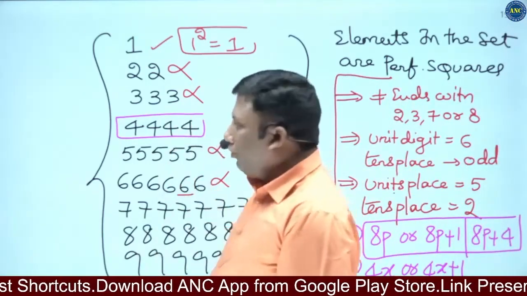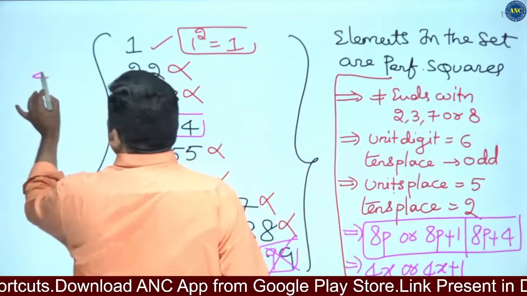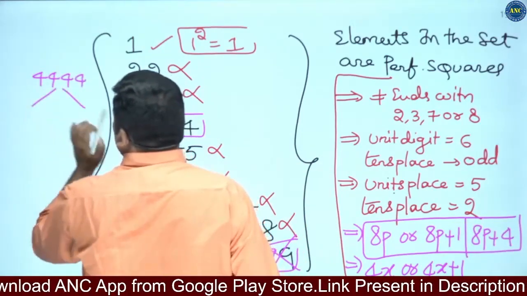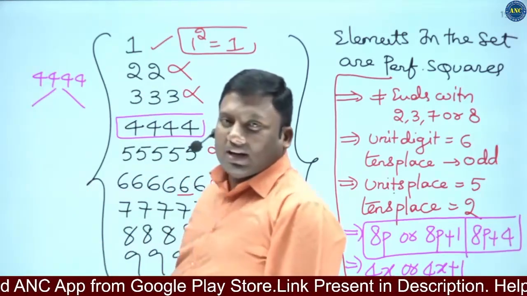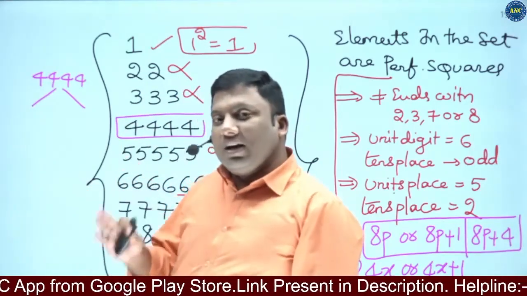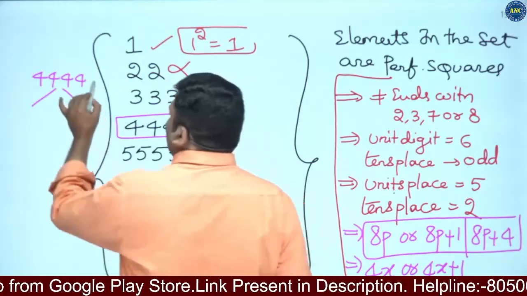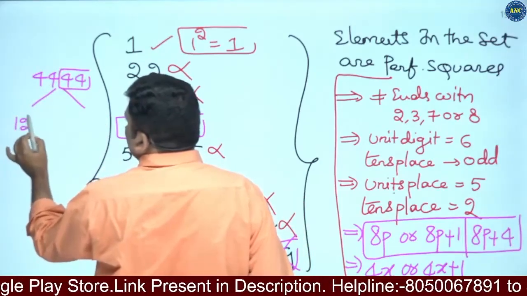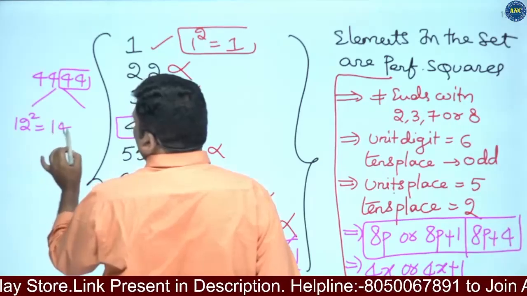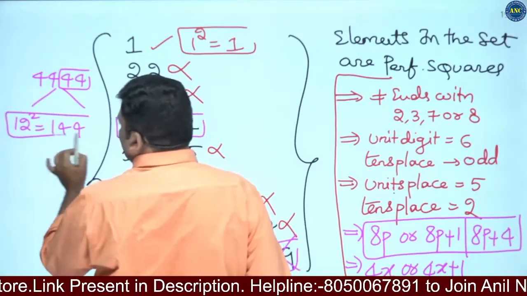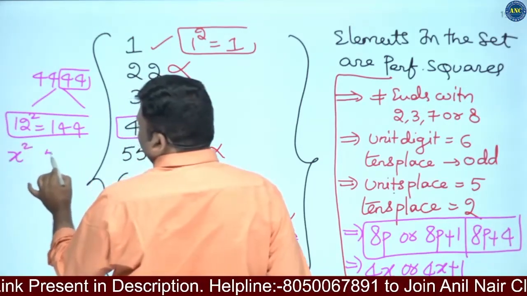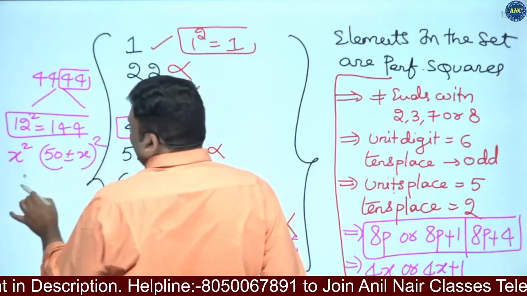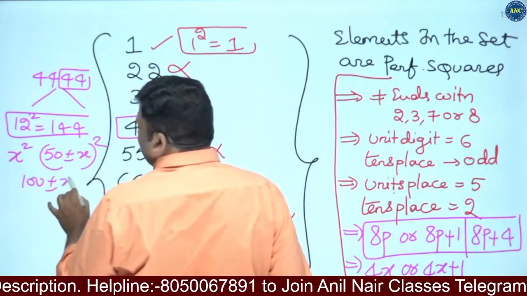So 44444. It lies between which two numbers? It is ending with which number? 44. What is the smallest number whose square ends in 44? I will get 12 square is 144. The pattern is x square, 50 plus or minus x whole square, 100 plus or minus x whole square.